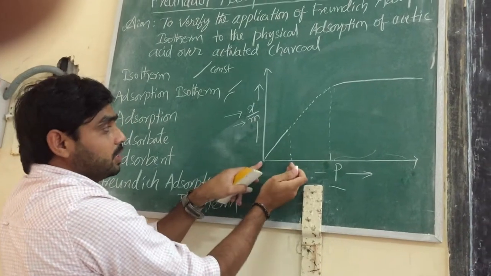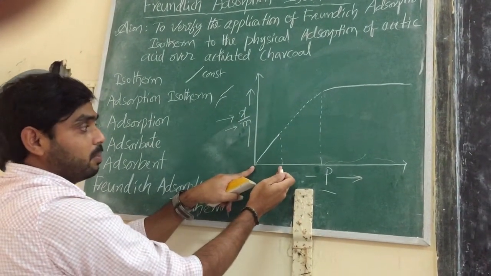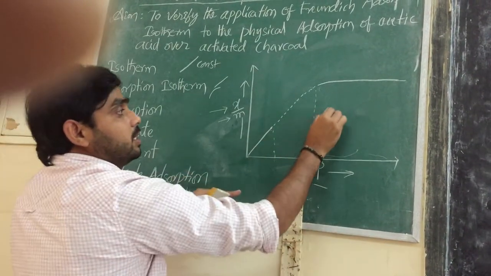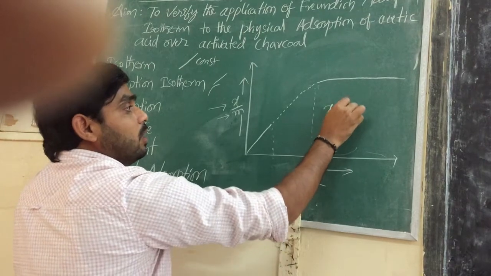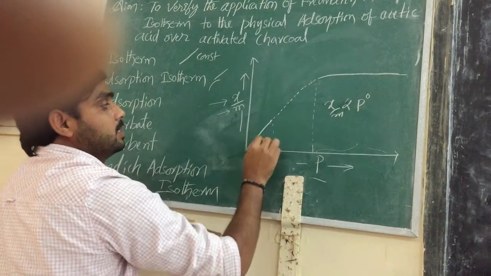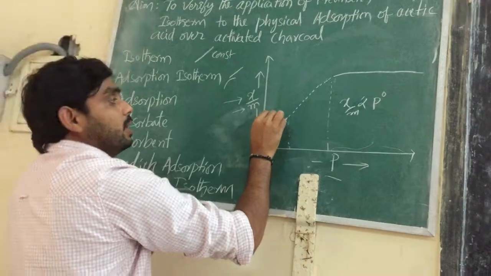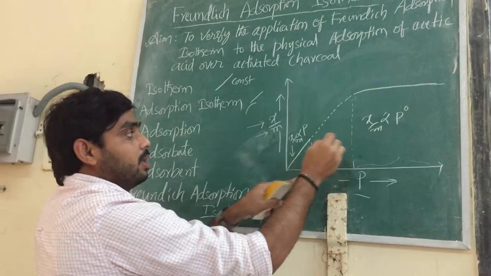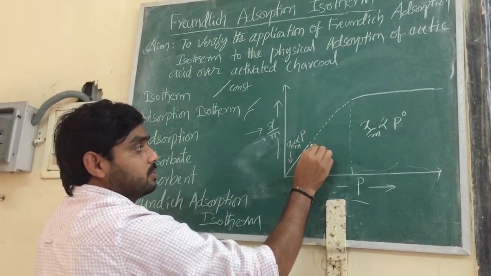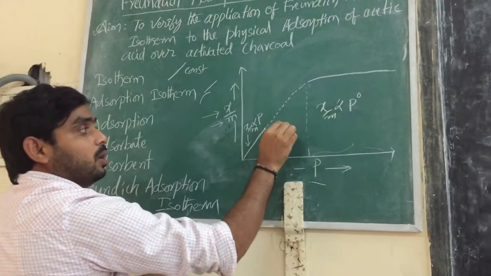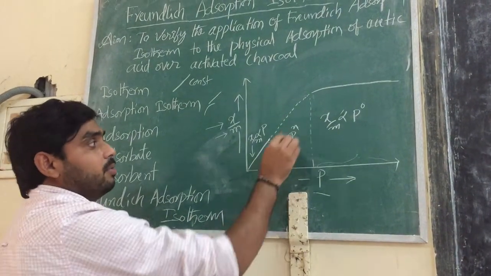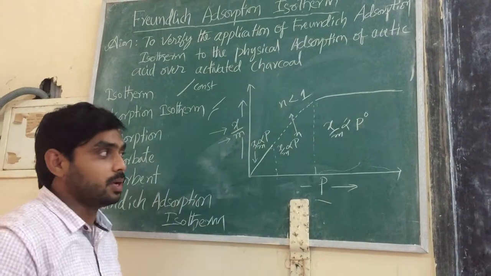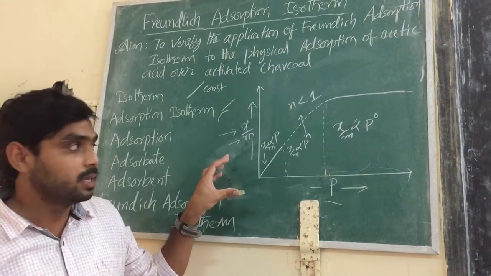In the lower pressure region, the amount of gas adsorbed per unit mass of solid increases linearly with the pressure. This is represented with X by M directly proportional to P. In the intermediate pressure region, the amount of gas adsorbed per unit mass of solid is directly proportional to pressure to the power of 1 by N, where N is a constant whose value is less than 1. This is what Freundlich got from his research work.